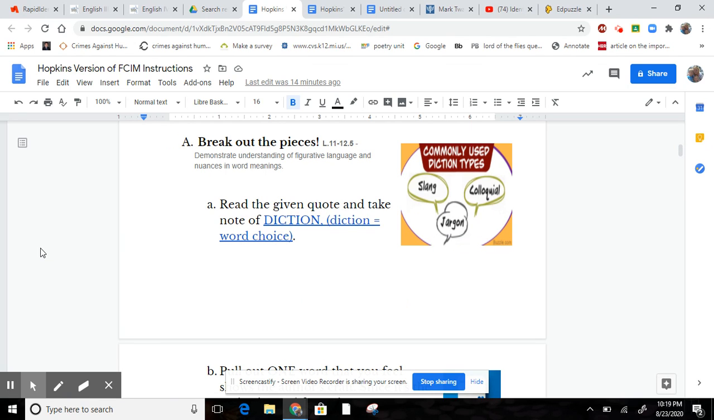Step A is to break out the pieces. Once you're given a quote, you're going to read the given quote and you're going to take note of the diction, which means you're just going to pay attention to the words that you're reading. Diction, again, word choice. If you want to see different types of diction and reasons why authors might use that, I've included a link to give you further understanding of what this means. And it can be extremely handy when you're trying to look through the author's purpose.